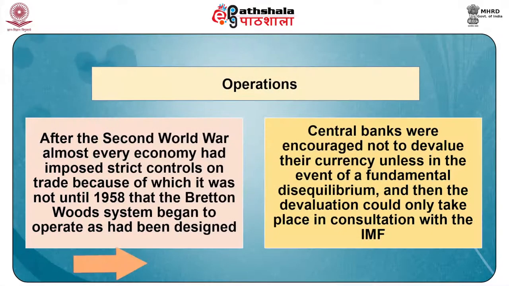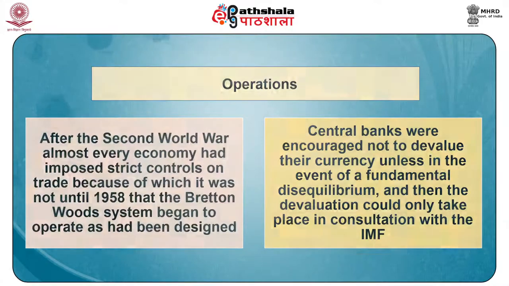With one-third of the IMF quotas at the outset, the United States assured itself an effective veto over future decision-making. Operation. After the Second World War, almost every economy had imposed strict controls on trade, because of which it was not until 1958 that the Bretton Woods system began to operate as had been designed. Central banks were encouraged not to devalue their currency unless in the event of a fundamental disequilibrium, and then the devaluation could only take place in consultation with the IMF.